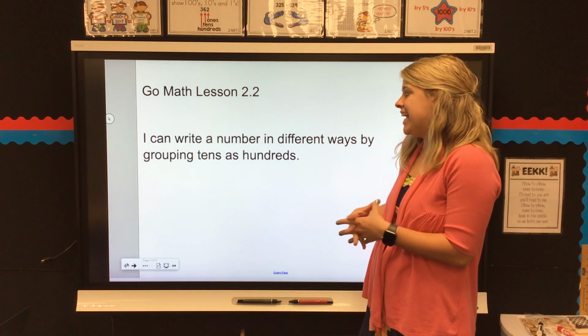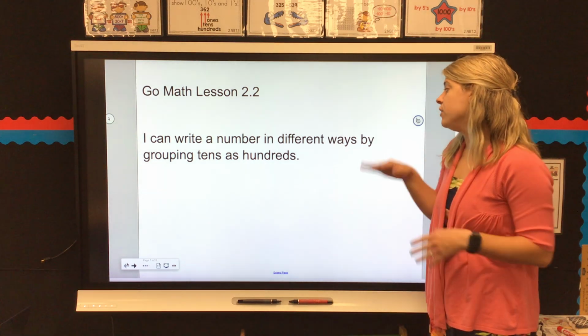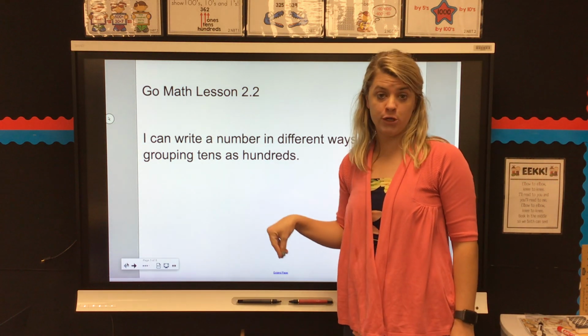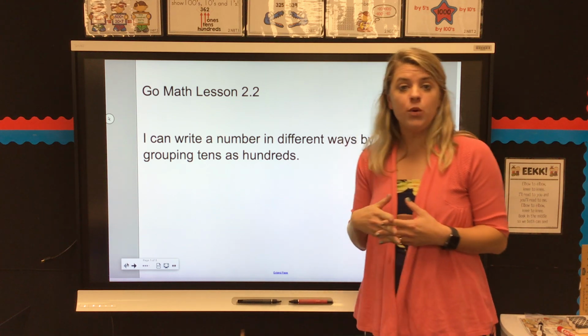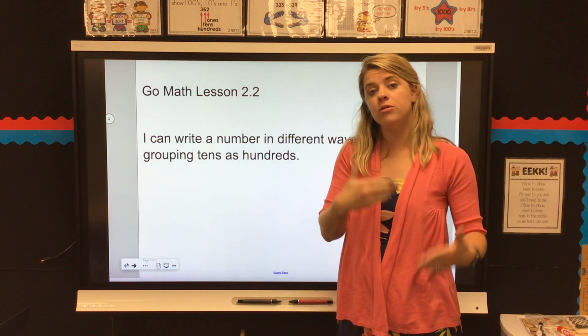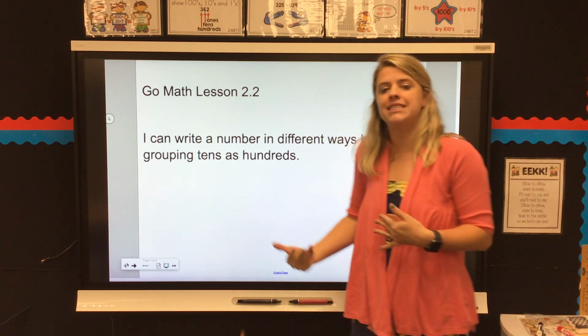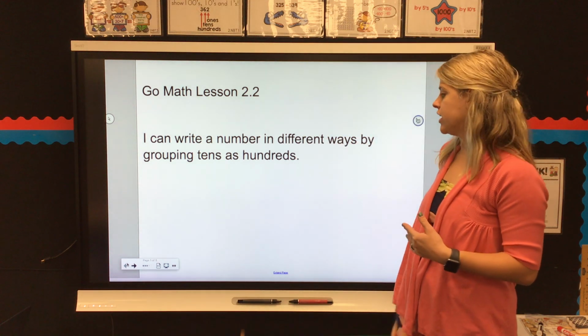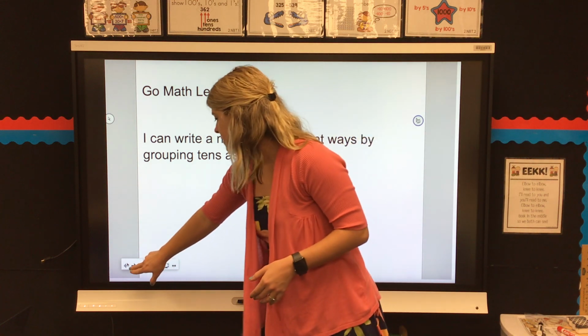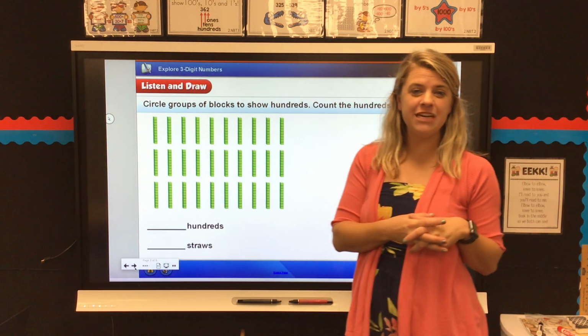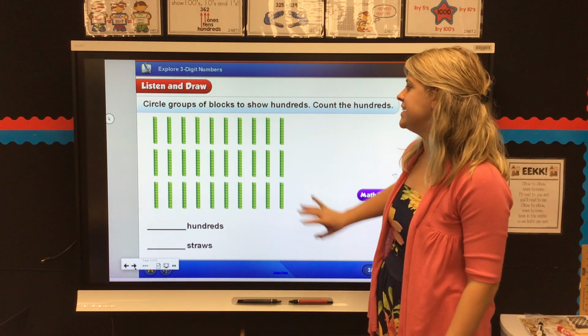Today, I can write a number in different ways by grouping tens as hundreds. So what we're going to be doing is a lot of what we were doing yesterday, except we're going to do it just a little bit farther. We're going to take it a little bit harder. We're going to go one step deeper, okay? So we should be on page 61, and your page should look like this.